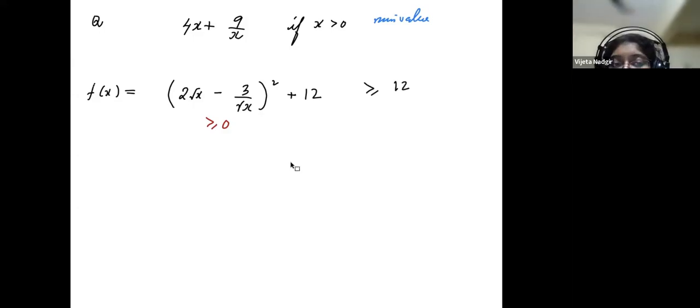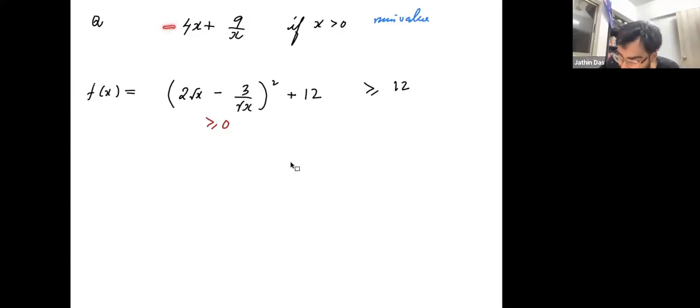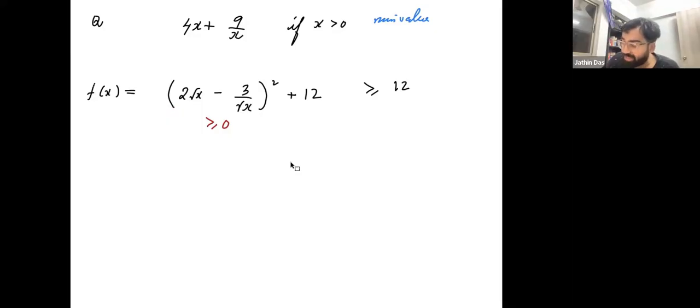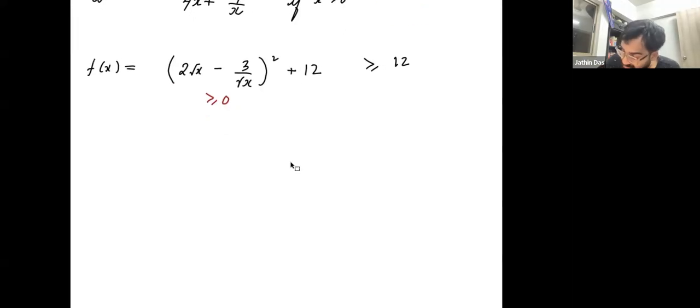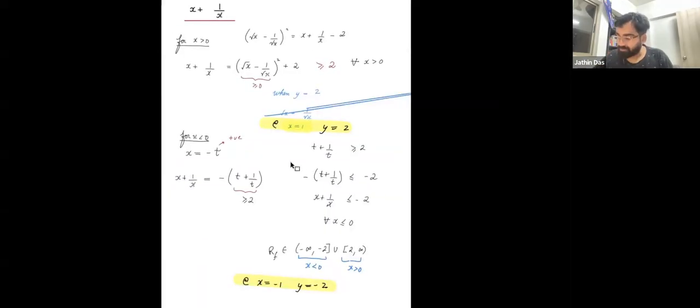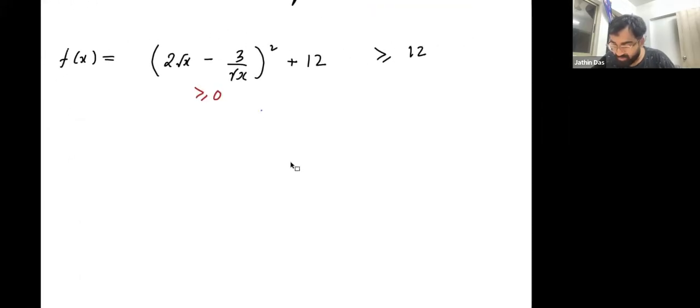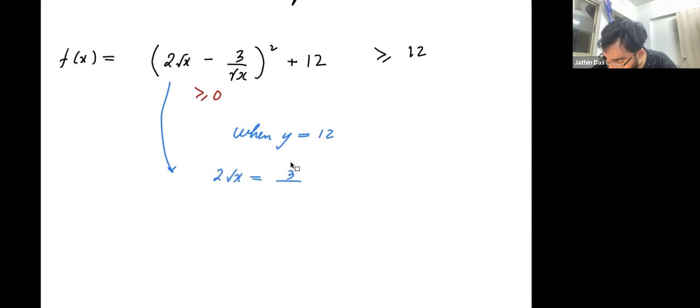Okay. Now if it is negative, then you will have to take a negative outside and do it. That next question. Okay. So this is definitely great. Now always check. When will y be 12? When this is equal. That is 2 root x is equal to 3 by root x. So x is equal to 3 by 2.